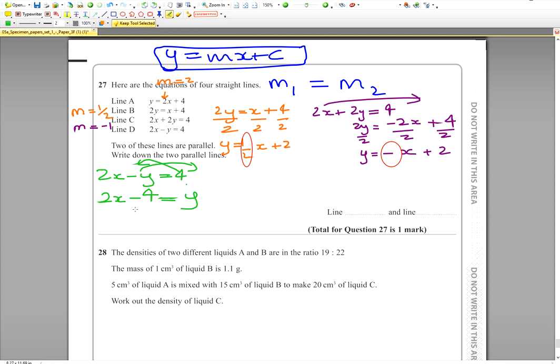Okay, so now we can use that little red circle and circle the m value. The m value here is 2. So the m value for this last one is 2, and the first m value was 2. So which ones are the same? Lines A and D. So lines A and D have the same m value, so they are the ones which are parallel.